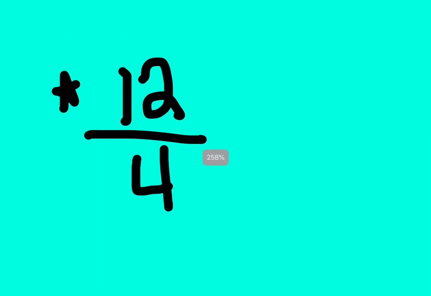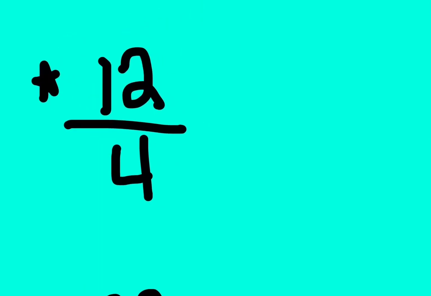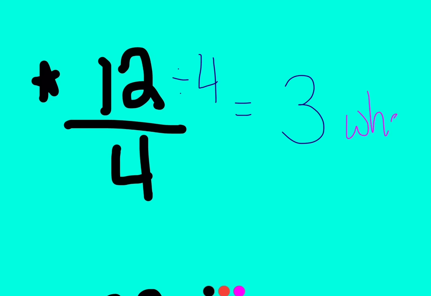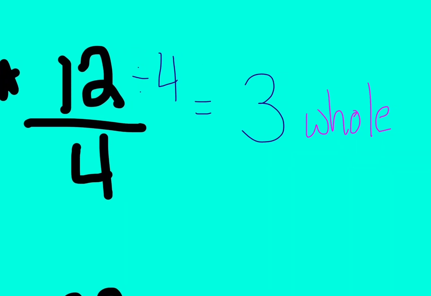Now, this person says they ate 12 pieces of pizza. If each pizza was cut into 4ths, how many whole pizzas did they eat? Well, you would have to divide 12 by 4 and ask, how many times can 4 go into 12? Well, it goes in there 3 times perfectly with nothing left over, which means that person ate 3 whole pizzas.